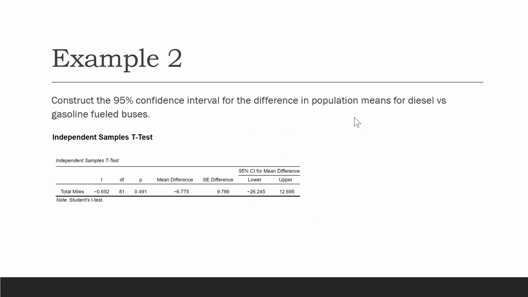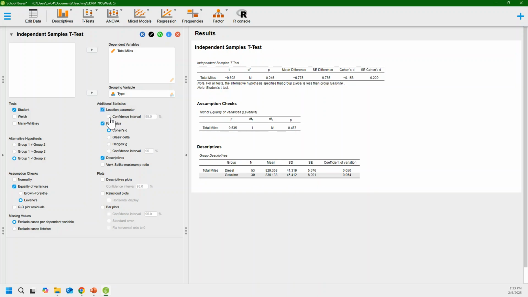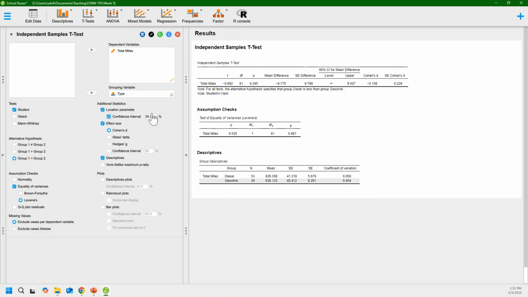And so what I want to do is go to JASP and show you how you can construct a confidence interval. This is the same menu that we saw when we were looking at Cohen's d just now. If I go under the menu that says additional statistics, there's a location parameter. So I can do that. If I want to get a confidence interval, I'm going to click on confidence interval, and then I can change the percentage. What we're going to do is construct a 95% confidence interval. That's the confidence level that's most often used in the social sciences, especially education.